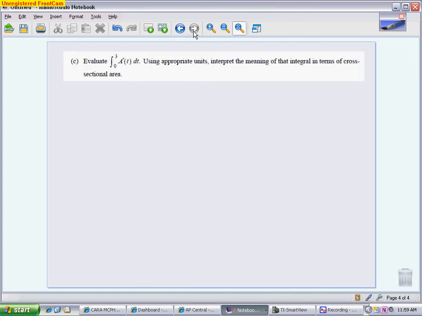And then finally, part C. Part C was also worth 3 points. Part C wanted us to evaluate the integral from 0 to 3 of A prime of t, use the appropriate units, and explain what the answer actually means in the context of the problem. So the first thing I wrote down is that if I integrate from 0 to 3 of A prime of t, I would get A of 3 minus A of 0.